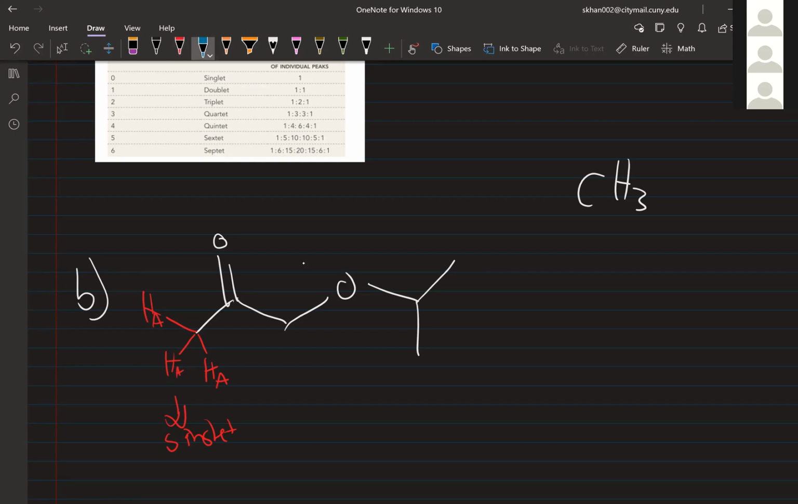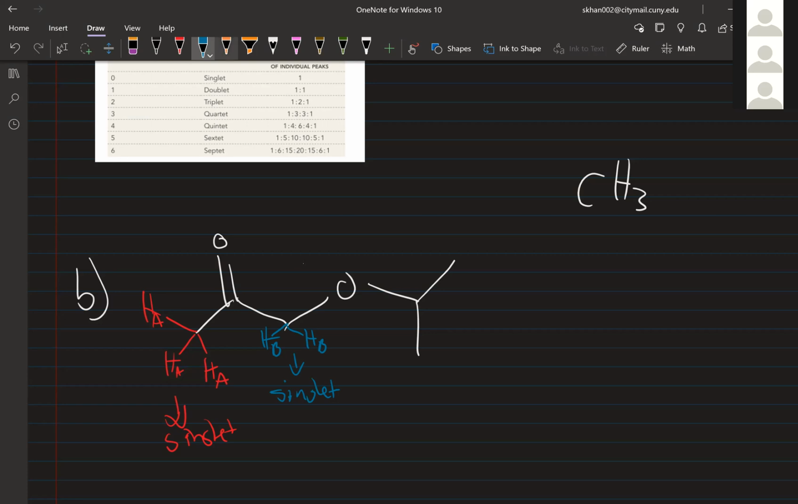Okay, let's go down here. Use blue, H and H. Number of signals and multiplicity. Singlet, one signal and a singlet. So we could call these HB. Same thing, no neighbors. They're both equivalent. They're enantiotopic in this case, and this is a singlet.